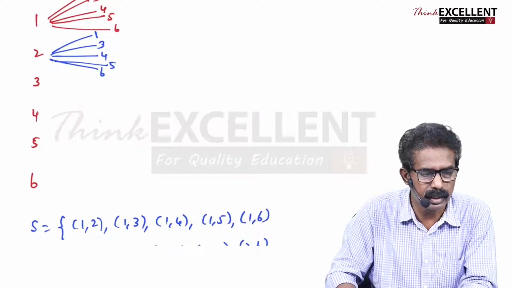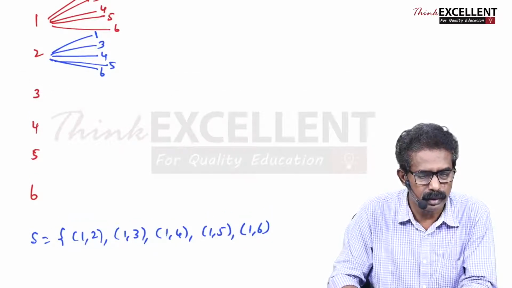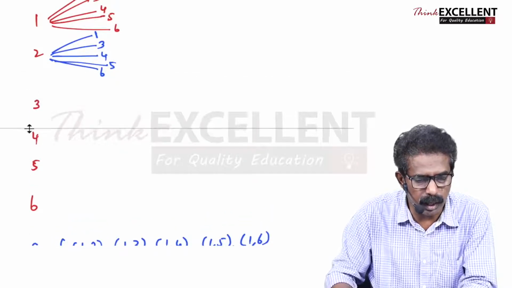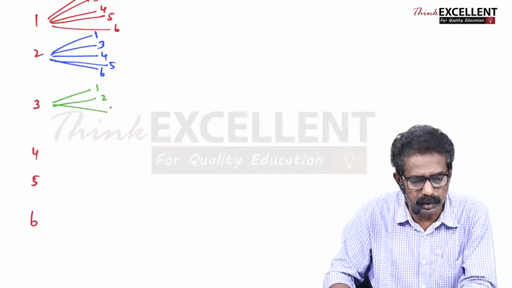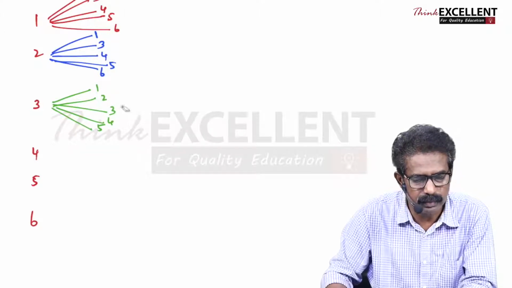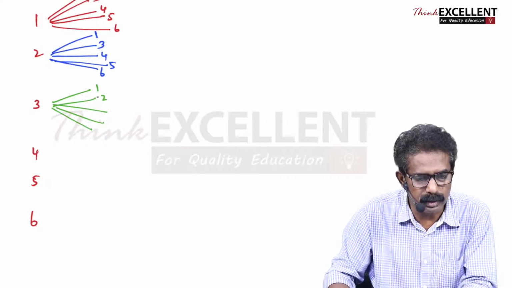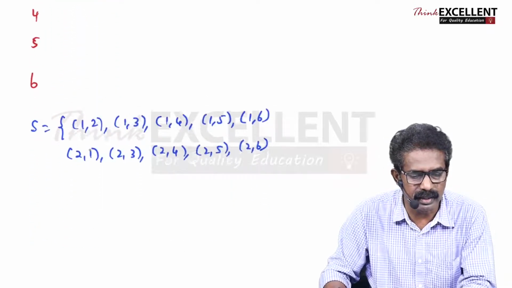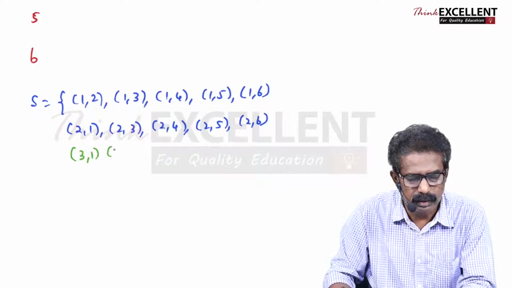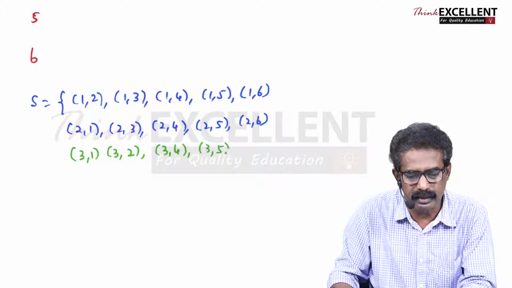Then 3. So here, what are the possibilities? You get 3,1; 3,2; 3,4; 3,5; 3,6. 3,3 you won't get, so you don't write it.